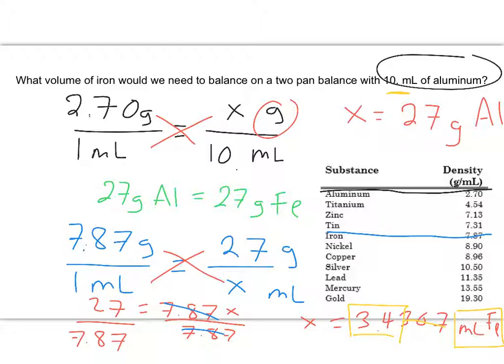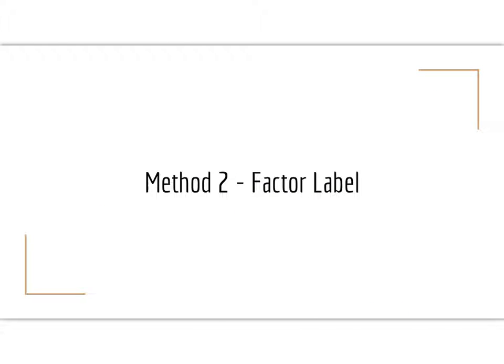So, just to summarize, we set up a proportion to go from volume of aluminum to grams. We knew the grams had to be equal, and then we went from grams of iron to milliliters of iron. The second method is called factor label, and we're going to take a look at that now.